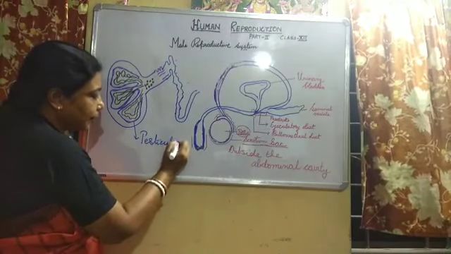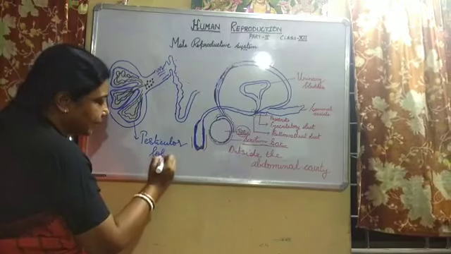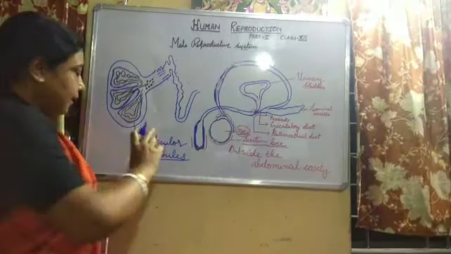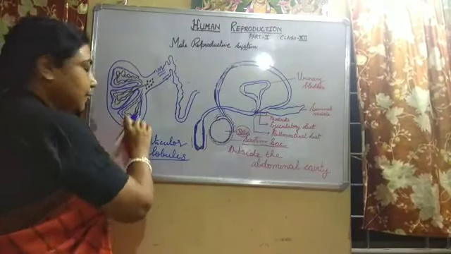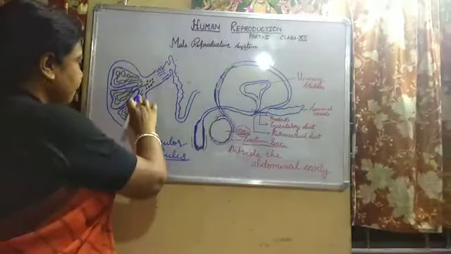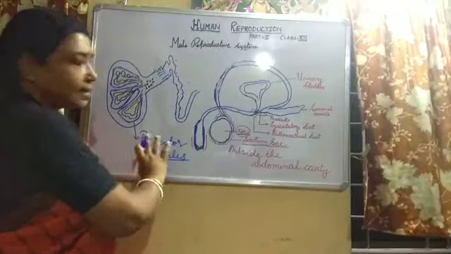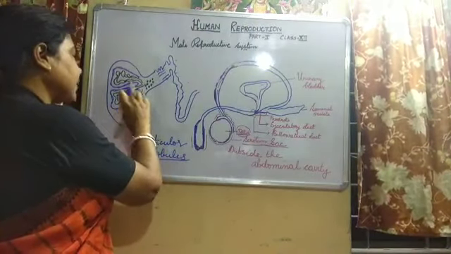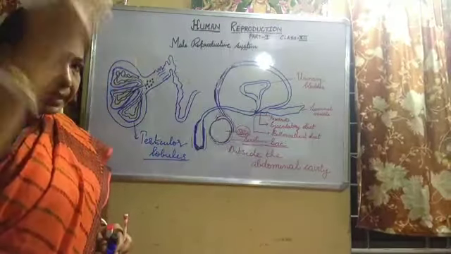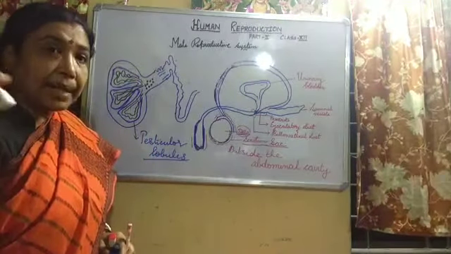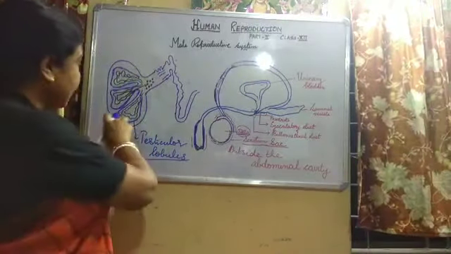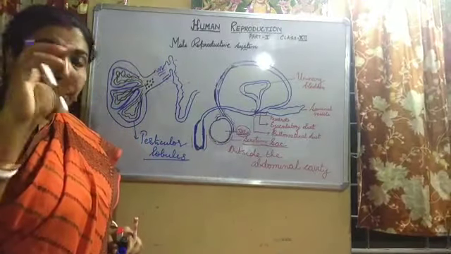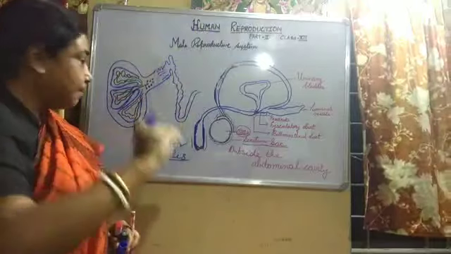Testicular lobules. What is it known as? These are the lobules present in the testis. Always remember, in a testis there are about 250 compartments. Those compartments are the lobules.